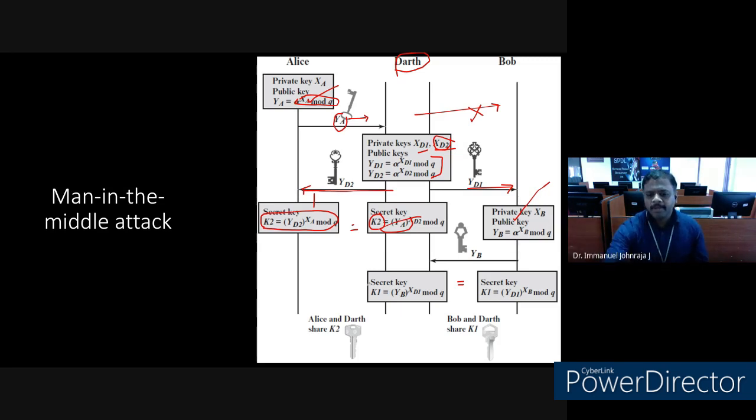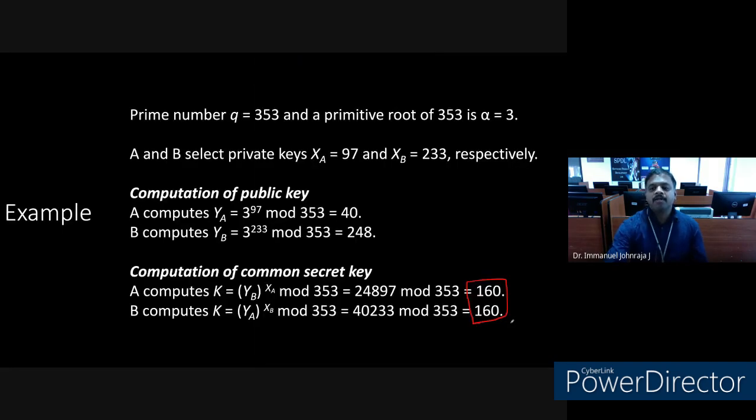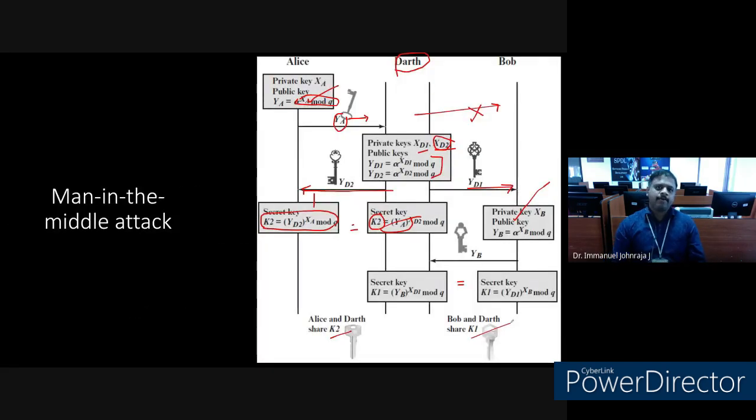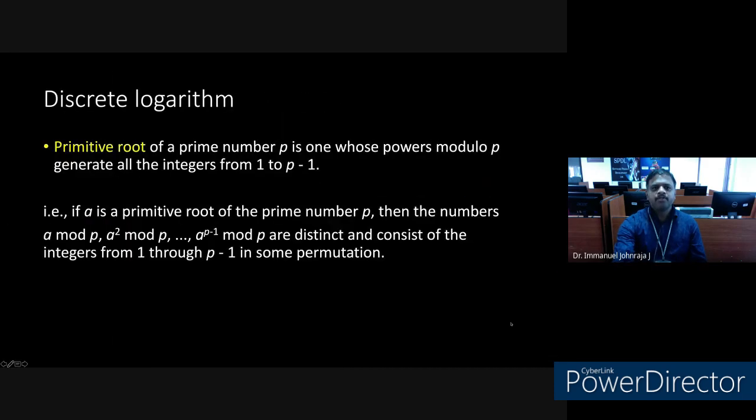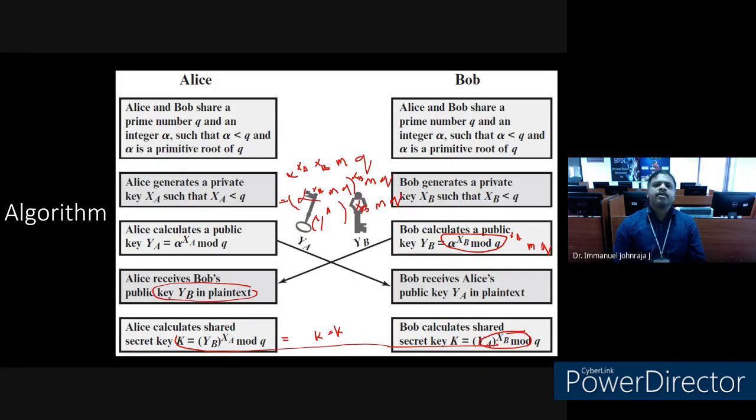Alice and Darth have shared the key called K2. Bob and Darth have shared a key called K1. So the Diffie-Hellman key exchange algorithm is vulnerable to the man-in-the-middle attack. Right. So this is your Diffie-Hellman key exchange algorithm.